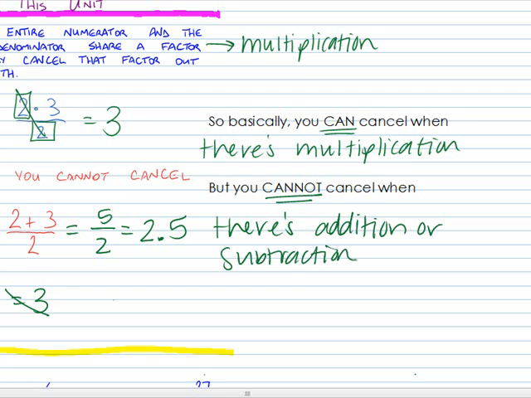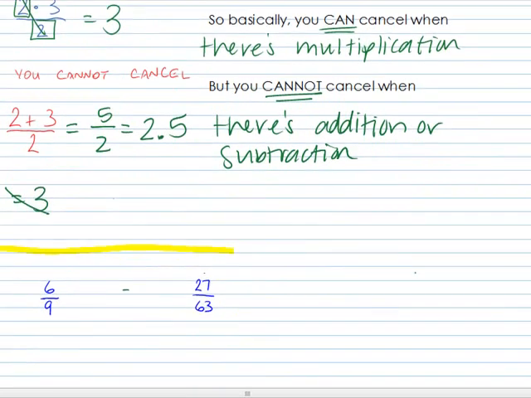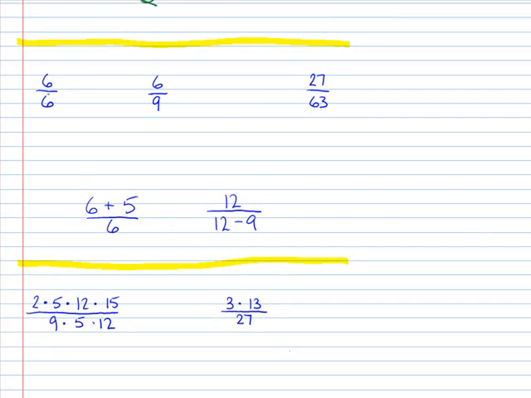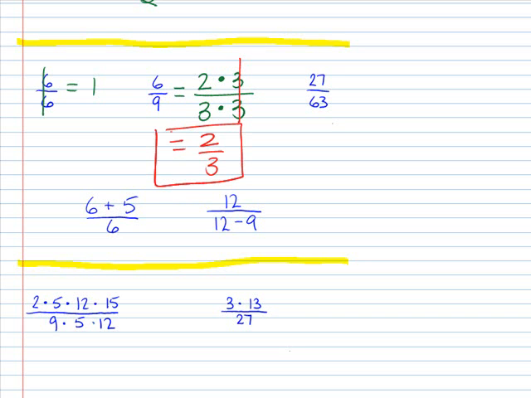I hope you're writing this down. These would be really powerful notes to have. So you can cancel when there's multiplication. You cannot cancel when there's addition or subtraction. To illustrate this point with numbers, these are all basic things I would expect you could simplify. In the first one, 6 and 6 are in the numerator and the denominator, so they are allowed to cancel. Another way to think of 6 would be as 2 times 3, and another way to think of 9 would be as 3 times 3. So the common factor would be 3, so the 3's can cancel, and this fraction simplifies to just 2/3.